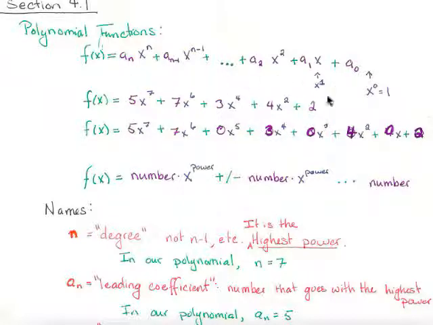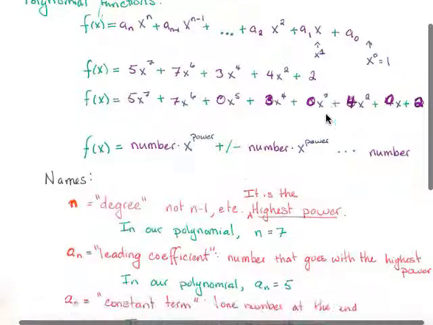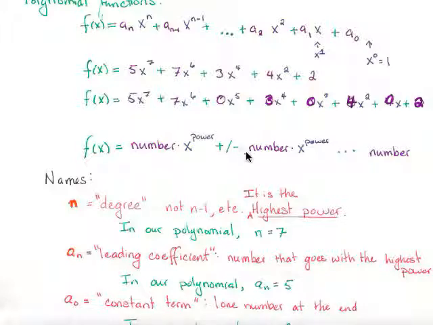So this is a polynomial. When you're looking for polynomials, what you're generally looking for is number times x to some power, plus or minus number times x to some power, and then that can just go on and on for a very long time, all the way down, and you should end in some number. Although you don't have to have a number at the end, but you probably do.